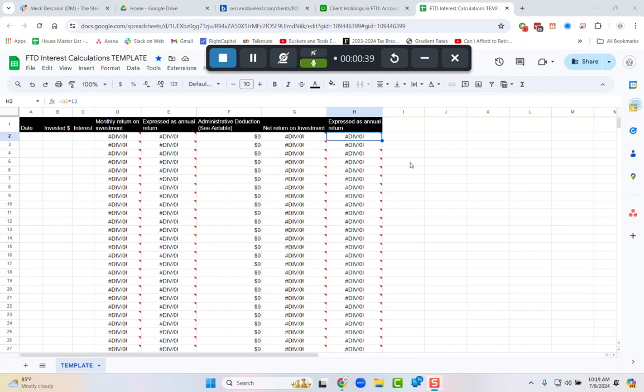What you'll do is use Blueleaf as the source for the date, the amount of the first trust deeds that are invested that month, and the gross amount of interest.